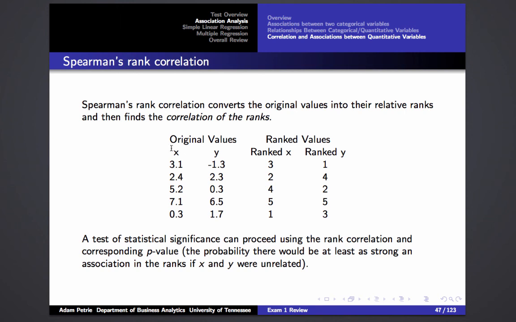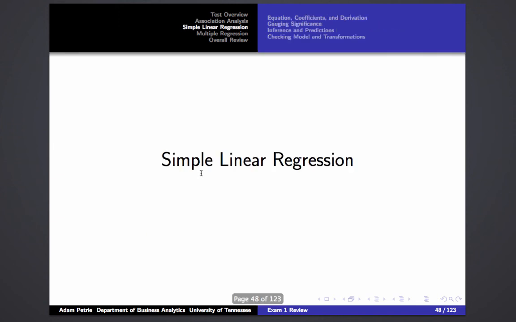How does Spearman's rank correlation work? Well, we take the original data values and replace them just by their relative ranks. We replace the smallest value in the data by a 1, the biggest value by the sample size. We do that for x and for y, and we calculate the correlation between the ranks. The test of significance proceeds very similarly to the test for Pearson's correlation.